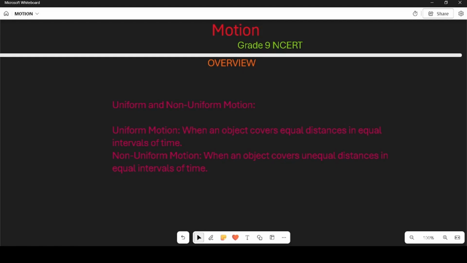So let's say in the first second it moves 2 meters and in the second second it moves 1 meter, so it's changing its distance every second. So this is non-uniform motion. There are two other definitions for non-uniform motion: when an object covers unequal distances in unequal intervals of time, and when an object covers equal distances in unequal intervals of time. All these definitions are correct for non-uniform motion. Now let's move on to speed and velocity.